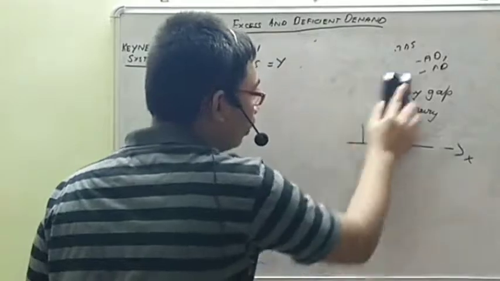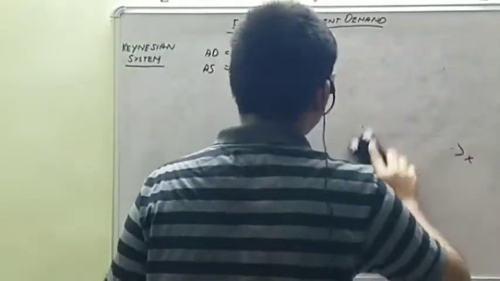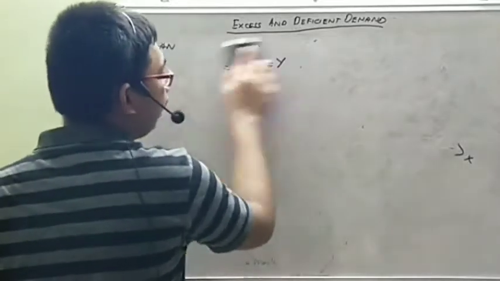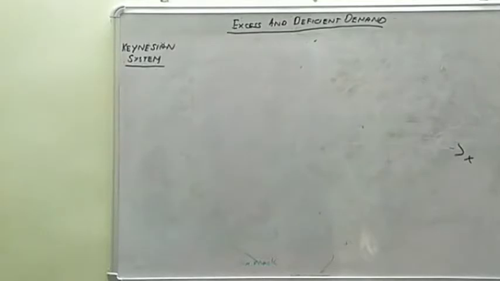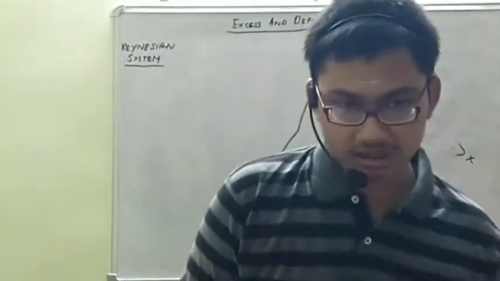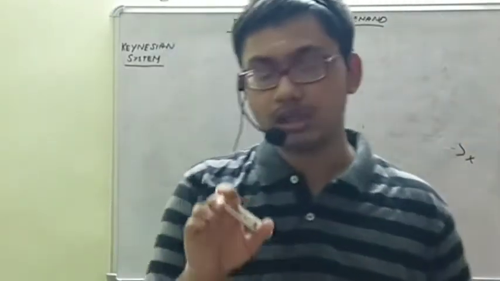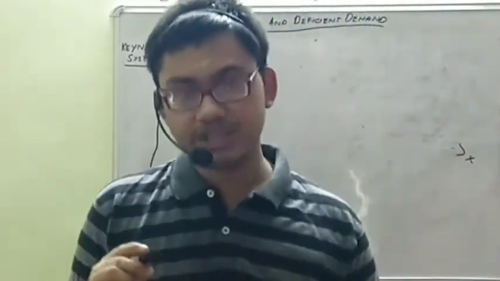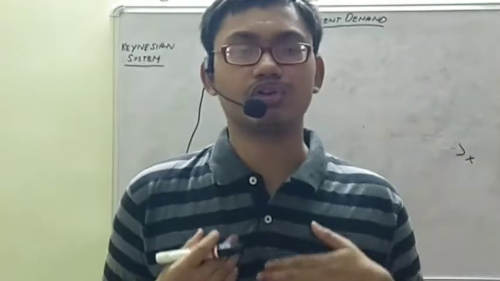What can we do to correct inflationary gap and deflationary gap? When there is inflationary gap, the situation is called excess demand because demand is higher than what is required. When there is deflationary gap, the situation is called deficient demand. Okay, that's all about excess and deficient demand introduction.